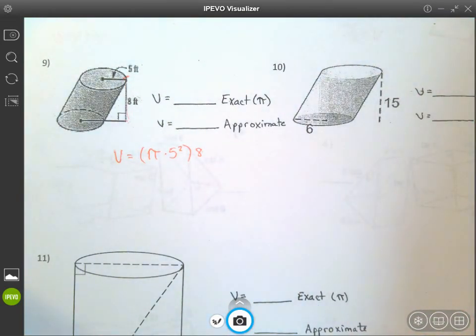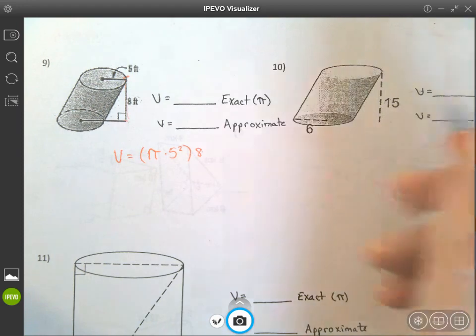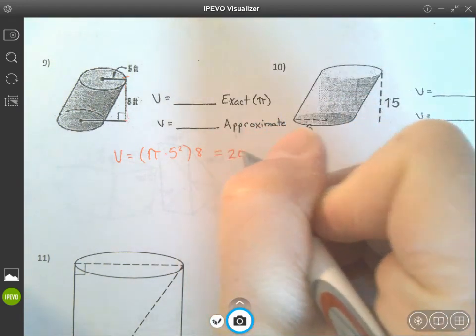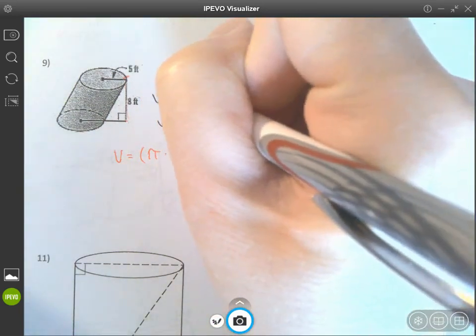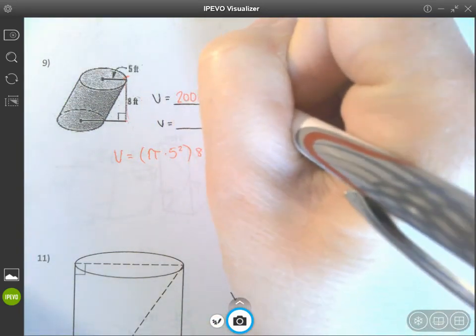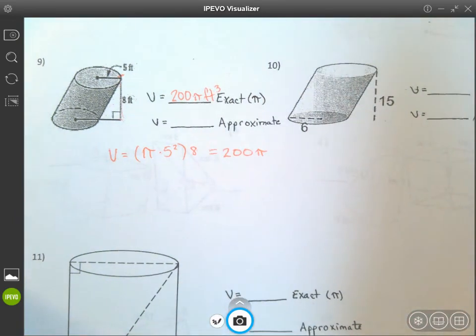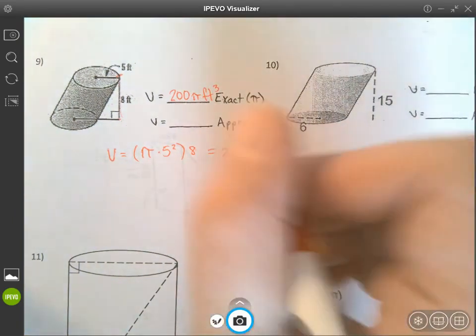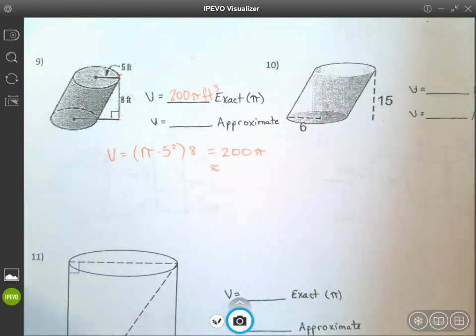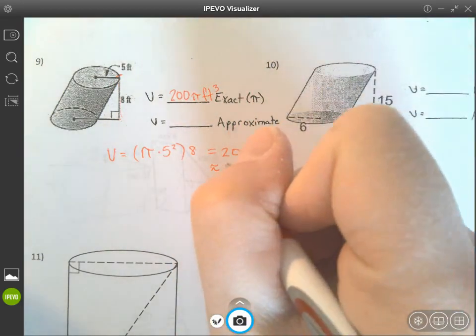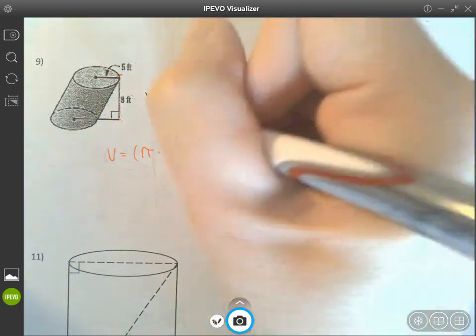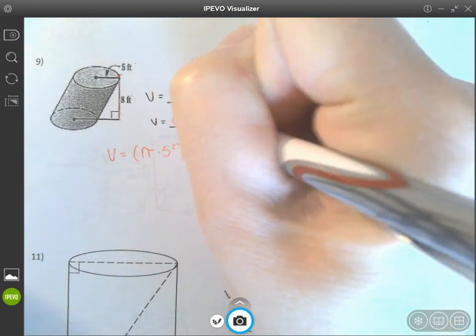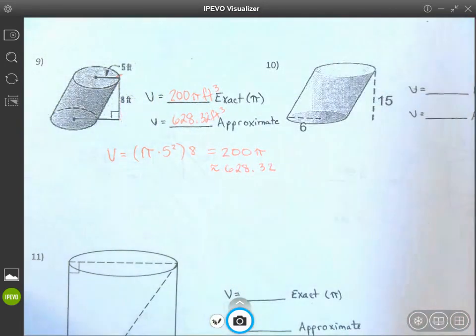All right, 5 squared is 25 times 8. I think it should be 200 pi. See if you agree with me. Is that true? All right, so 200 pi what? Feet cubed. All right, what is the approximate, to the nearest hundredth? 628.32. Does anybody agree with that? Okay, 628.32 feet cubed.